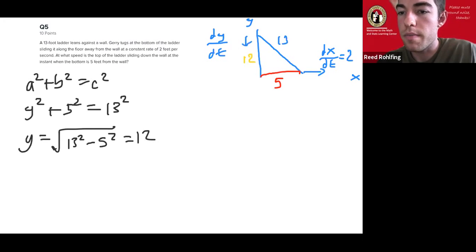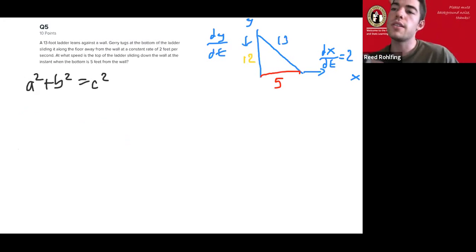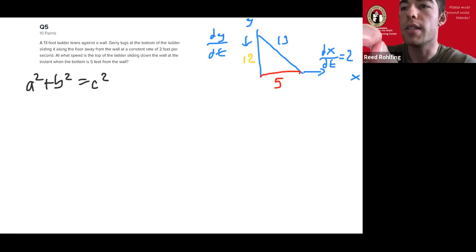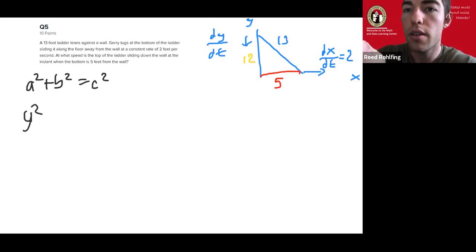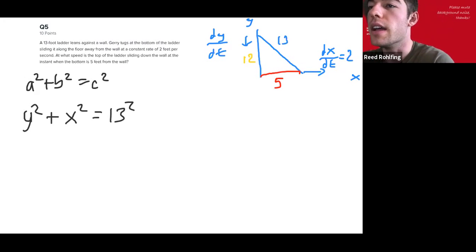Okay, I'm going to erase the rest of this, except for this. So we're going to use the same equation to solve for dy over dt. So to do that, we're just going to replace a squared with y. So it's going to be y squared. Our b is going to be x, so it's going to be x squared. And our c is given as 13. That's never going to change because it's the ladder.